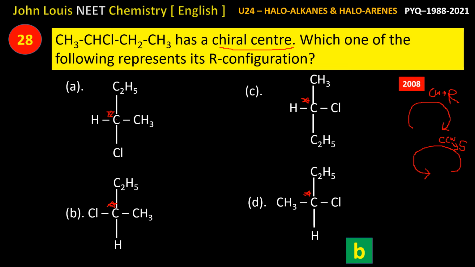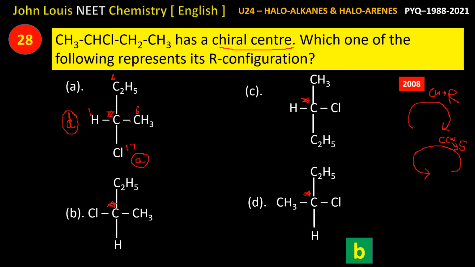Okay, now how to prefer the groups bonded to the chiral carbon. Whichever has the higher atomic number bonded to the carbon should be preferred first. See, chlorine atomic number is 17, carbon atomic number is 6. Here also the carbon atomic number is 6. The hydrogen atomic number is 1. Therefore, chlorine will be A. This is the first preferred because it has the highest atomic number among these 4. And hydrogen will be the least, therefore that will be D.